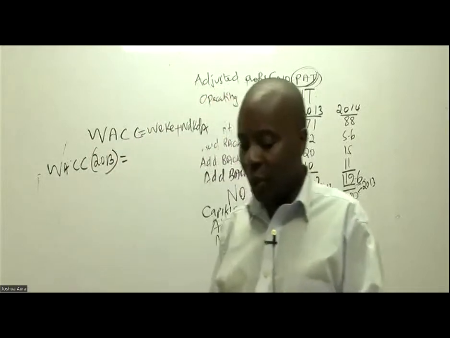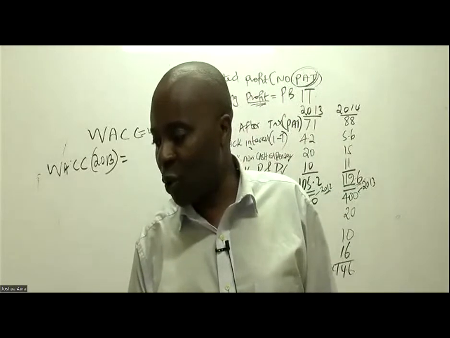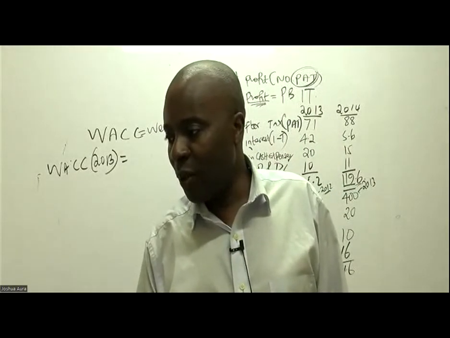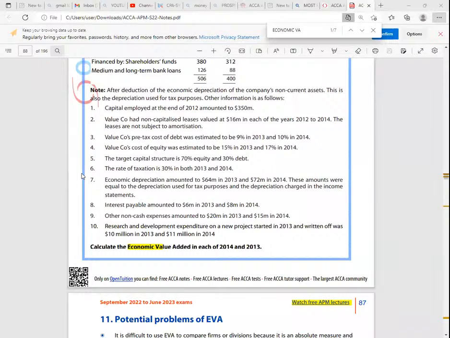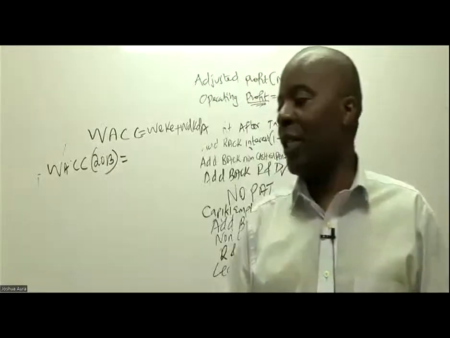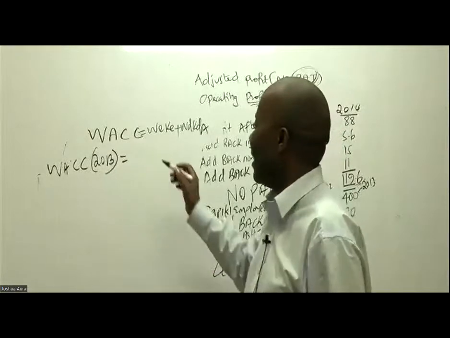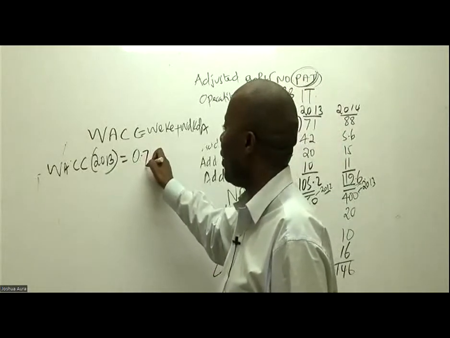So is there somebody who is able to see the weight of equity in the capital structure? Yeah, you can see note number 5. They have given us a target of the capital structure. Equity is 0.7. Debt is 30%. So 70% and 30%, 0.7 and 0.3. So weight of equity is 0.7.